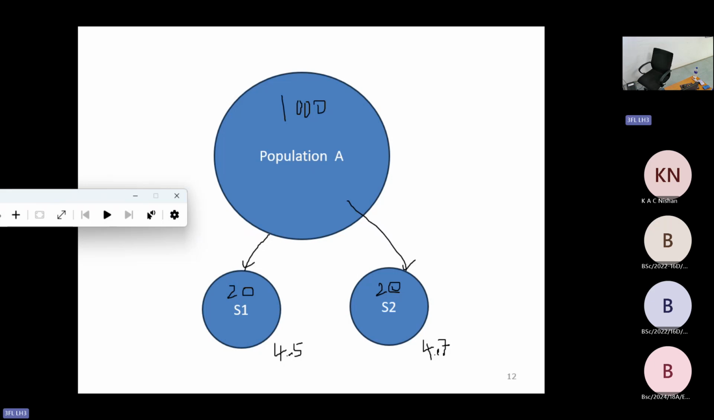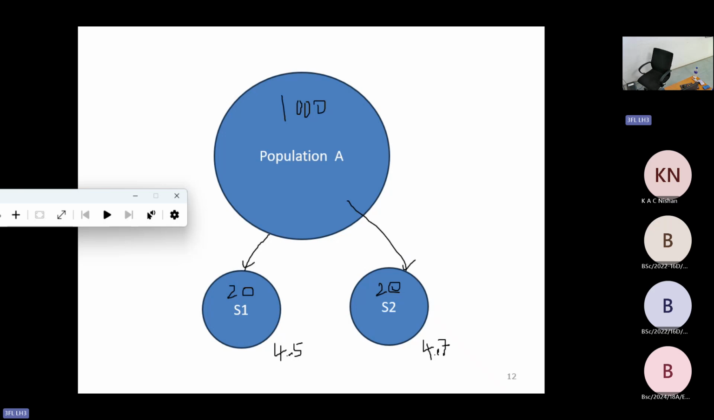I'm going to tell this only once. Try to put your maximum attention. Let's say there is only one population and you take two samples out. How many samples do you get? Two samples. What are the two samples? S1 and S2.